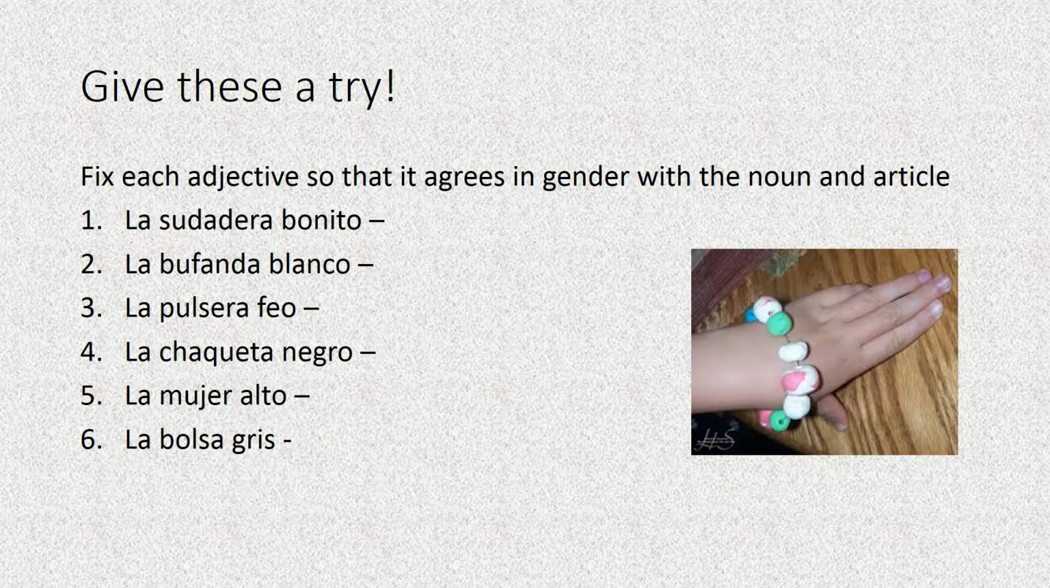So let's give each of these a try. We're going to change the adjective, that's the word on the end, we're going to fix it to make it agree in gender with the noun and article. So we're just basically doing what I was just talking about. So here's our examples. If you'd like to do those on a separate sheet of paper, you can go ahead and do that. And pause this if you'd like to.